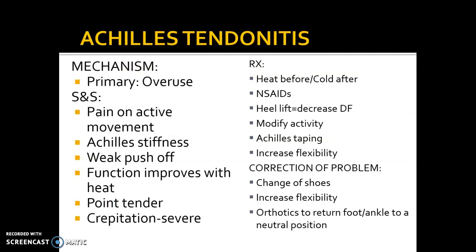Okay, so we talked about a few muscles and tendons that can get tendinitis. Achilles tendinitis is probably one of the most common, so we're going to focus on that one today. This is an overuse chronic injury. It doesn't just happen in one day, it happens over time.